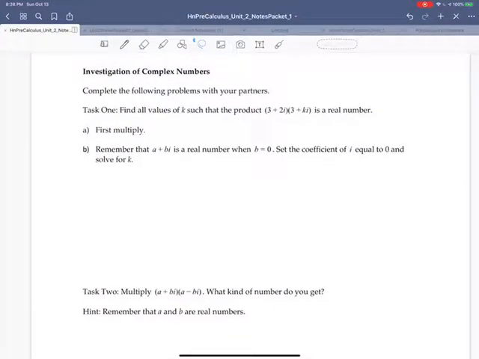Now we're going to do an investigation of complex numbers. Task 1: find all values of k such that the product 3 plus 2i multiplied by 3 plus ki is a real number. So first, let's multiply 3 plus 2i by 3 plus ki.